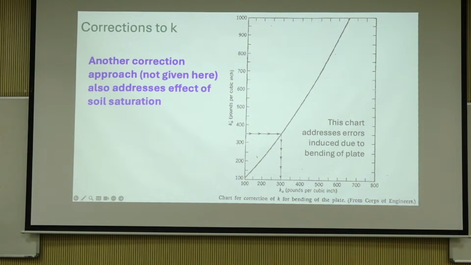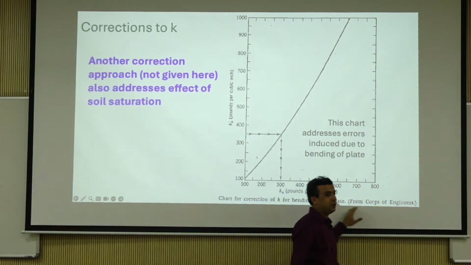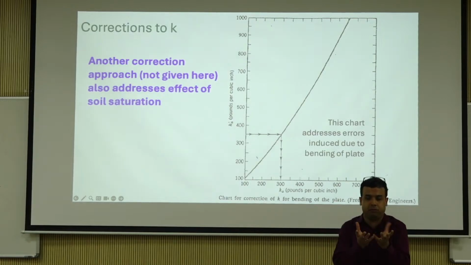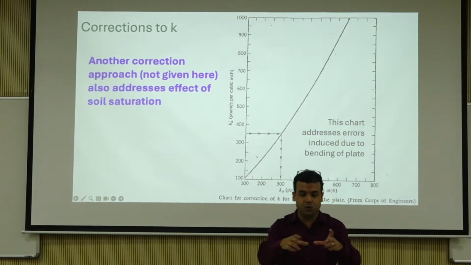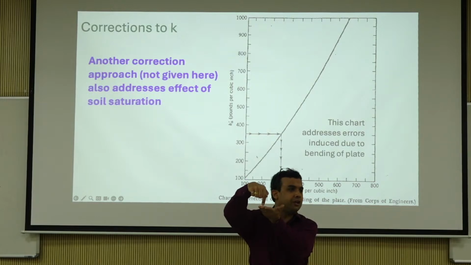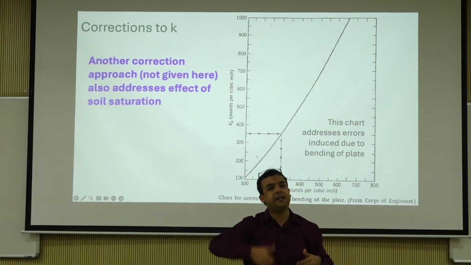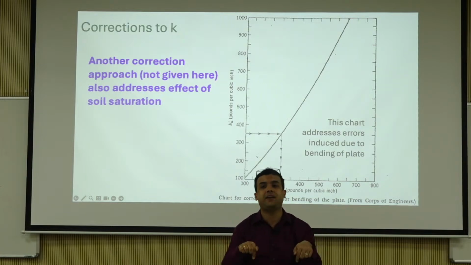There are some corrections. This is a correction for bending of the plate that I like to show. So think about it this way. If you have seen a plate load test, you're measuring the deflection on the circumference, right? So if the plate bends, will you record a greater deflection or a lower deflection?